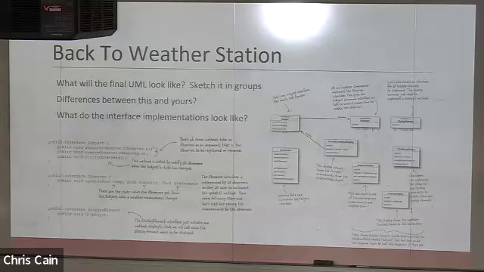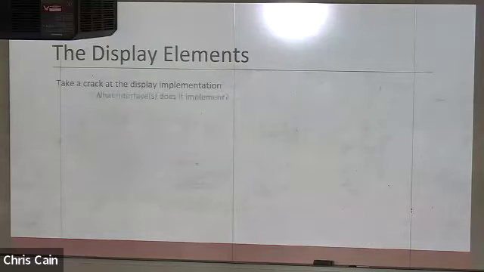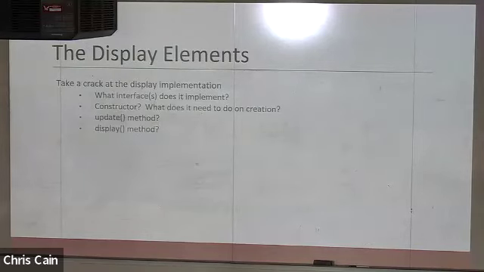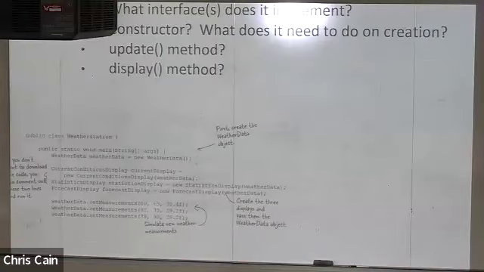So we have 4 different displays. Each one of the displays implements 2 different interfaces: the observer and the display element. Let's take a look at an example to talk about the constructor and the update and the display.